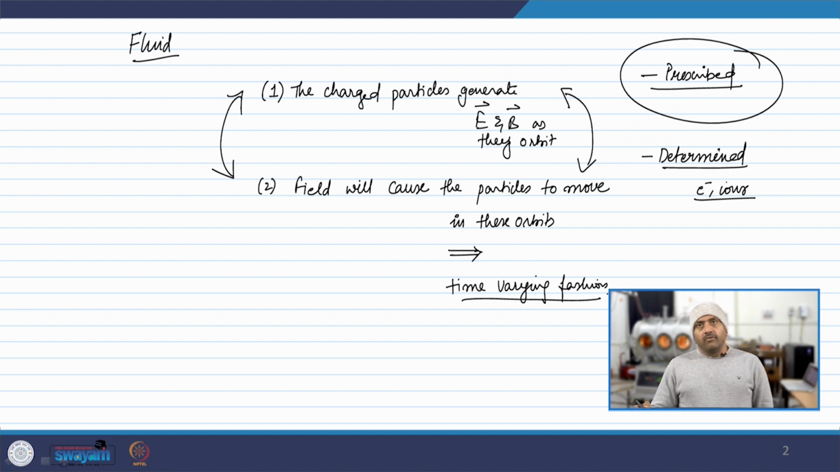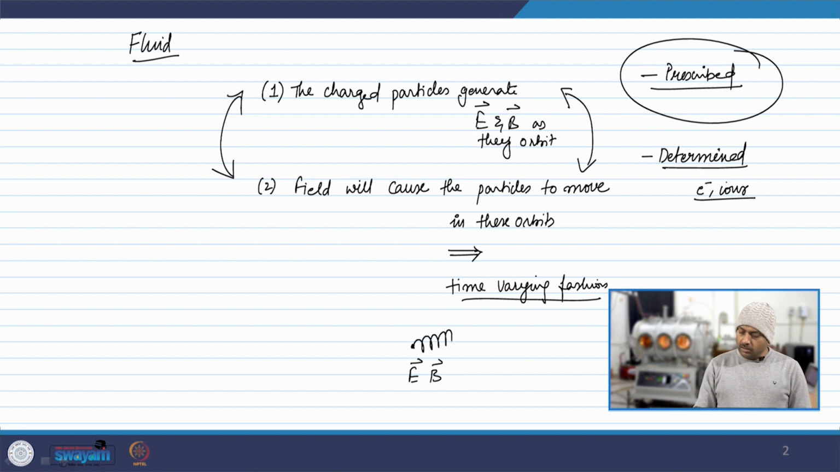Now, let us say you are trying to understand plasma as a fluid. What will you do when you are deviating away from understanding plasma as a particle? Let us say, for example, we will start with a single particle. The particle is of course kept in an electric field or in a magnetic field. So, the particle will gyrate something like this.